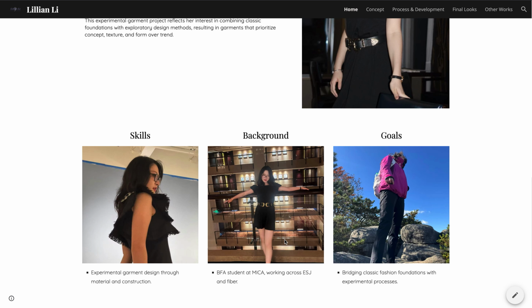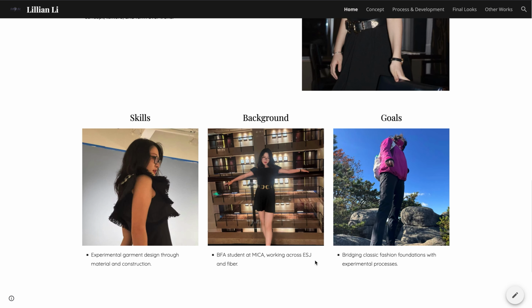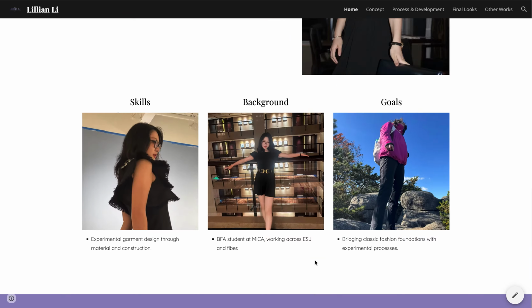And for my background, I come from an art and design context, and my major is ESJ, so I combine science ideas with fiber a lot. My goals are to keep developing my technical skills, and exploring how concept and materials can connect to or transform into large ideas like nature, science, and something like that.